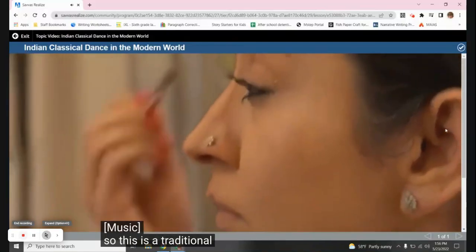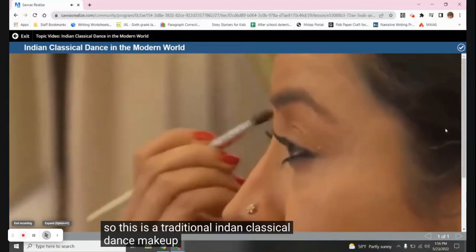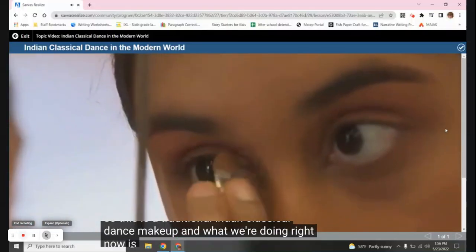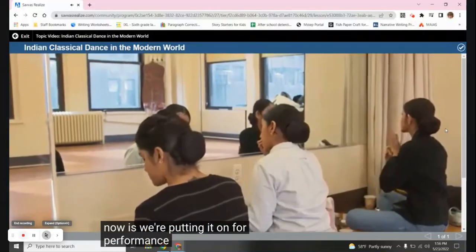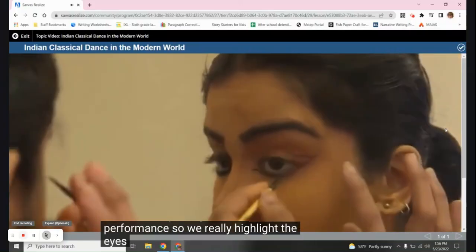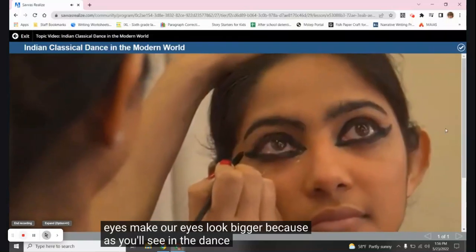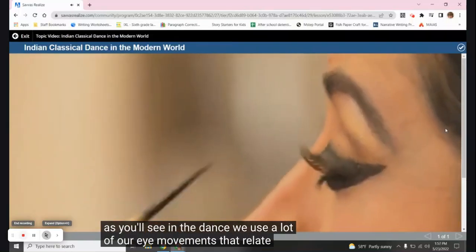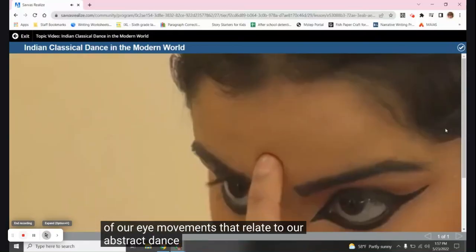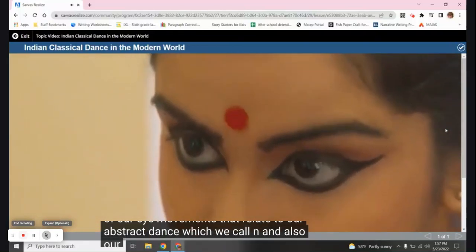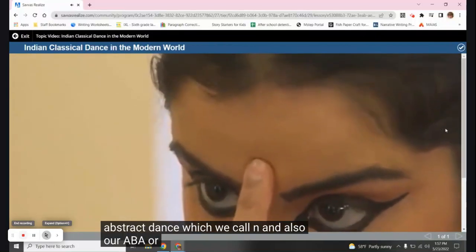So this is traditional Indian classical dance makeup, and what we're doing right now is putting it on for performance. We really highlight the eyes, make our eyes look bigger, because as you'll see in the dance, we use a lot of eye movements that relate to our abstract dance, which we call nritta, and also our abhinaya, or expression.